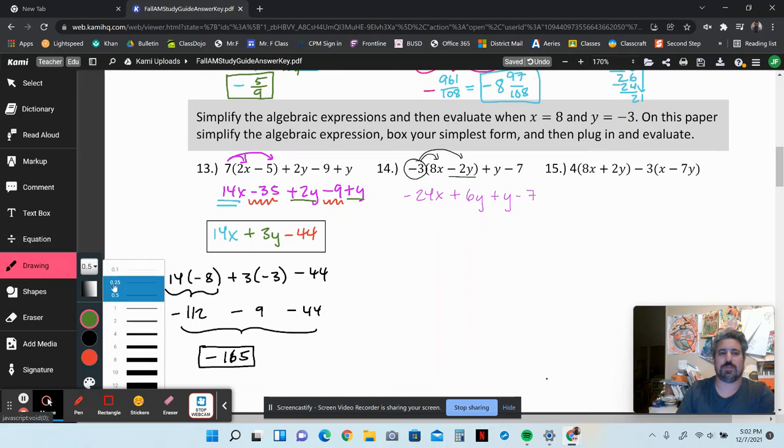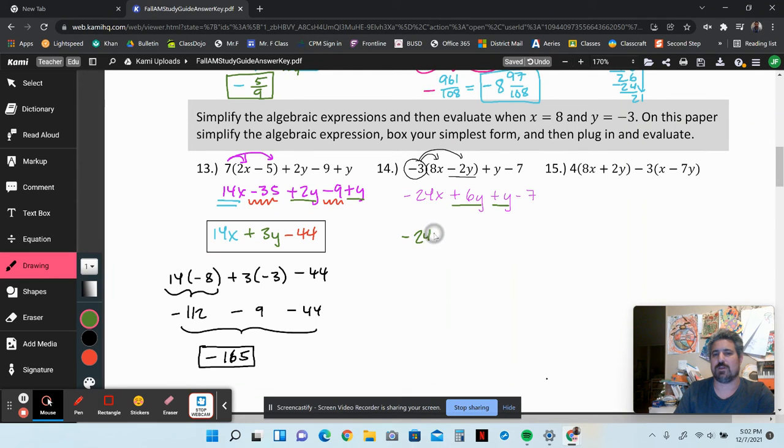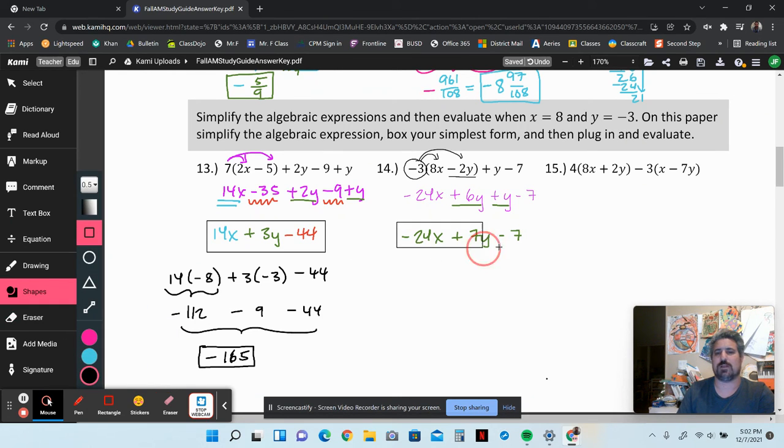Ultimately, the next thing you're going to do is combine your like terms. You've got negative 24x, you've got positive 6y, you've got another y, and then you've got negative 7. The only thing that can be combined there is the 6y and the 1y. So this becomes negative 24x plus, not 6y, but 7y, and then minus 7. And that should be boxed as your answer. Okay, so that is your answer.